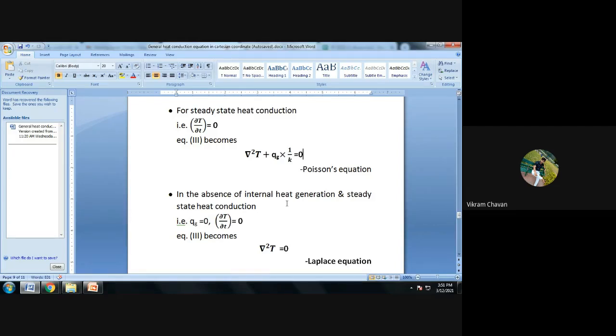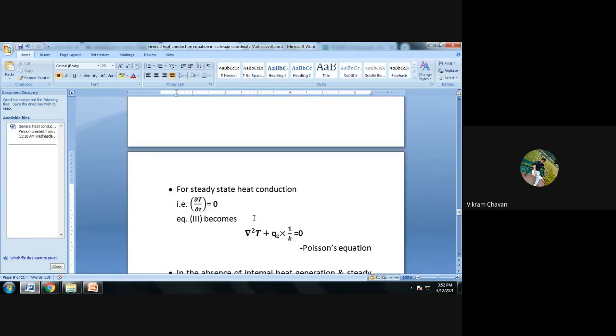Now in the next condition we are considering both assumptions, that is the absence of internal heat generation, and the heat conduction is a steady state heat conduction. Both conditions we have discussed. Now we are applying both conditions at the same time on equation number 3. So that is Qg is equal to 0 and ∂T/∂t is equal to 0.